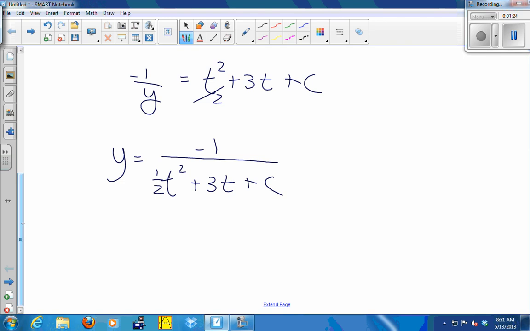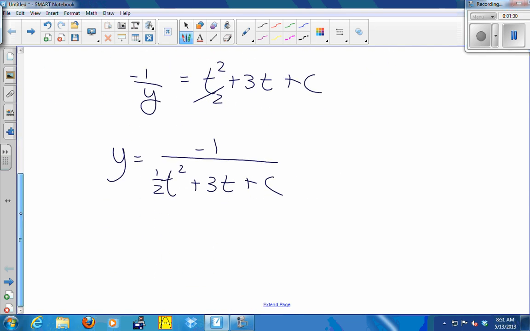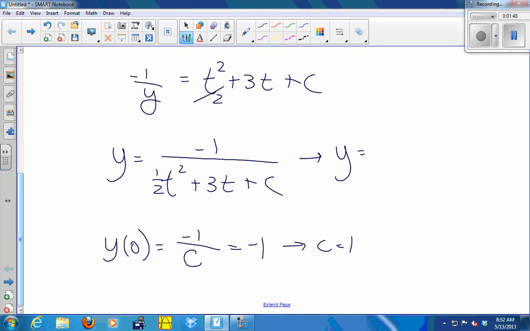Okay, so now I use my initial condition to figure out what c has to be. My initial condition was y of 0 equals negative 1. So y of 0 would be negative 1 over c, which is negative 1, which means that c is 1. And take your c, plug that back in. So we get y equals negative 1 over 1/2 t squared plus 3t plus 1.